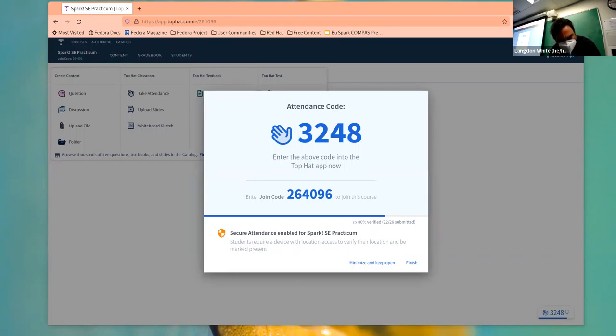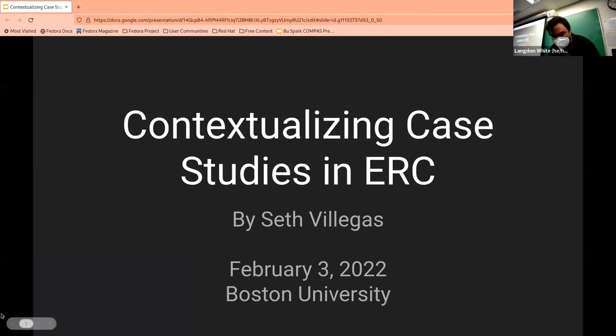And then it was, which one again? The contextualizer? Yeah, contextualizing this is. There we go. Let me just move this over here so you can find it.